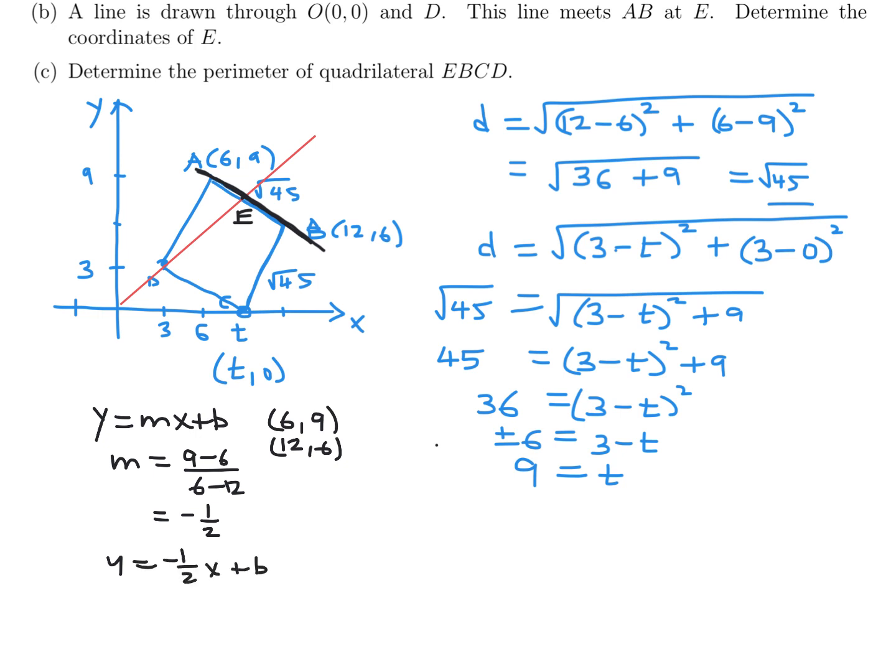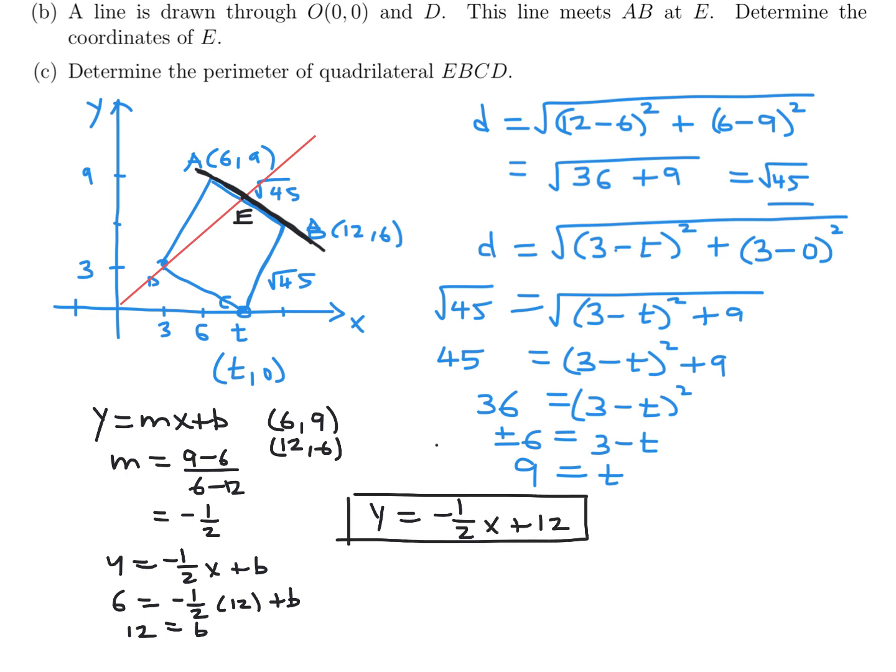Substitute any of these points to figure out b. I'll substitute the (12, 6). So when x is 12, y is 6, which means that b would be 12 in this case. So the first equation is y equals negative 1/2 x plus 12, and that is the equation for the black line.